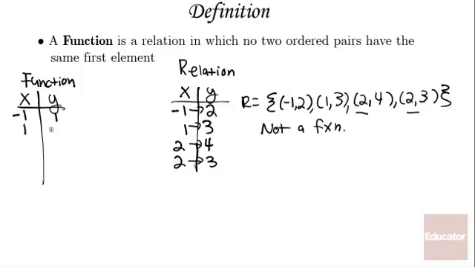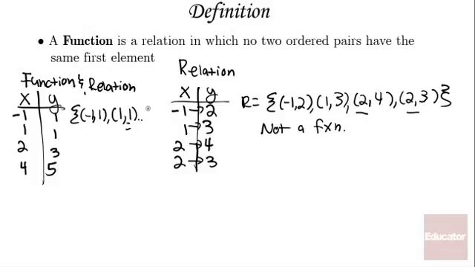-1, 1, 2, 4 for the x values, and 1, 1, 3, 4, 5 for the y values. This is a function. It's also a relation. So it is a relation, but it also meets the definition of a function. And if you look at the first terms, they're unique: -1, 1, 2, 4. If I were to write these as ordered pairs, each ordered pair would have a different x value. Now, they may have the same y values. The first ordered pair, (-1, 1), and the second ordered pair, (1, 1), do have the same second value, but it's still a function. They just cannot share the same first value.